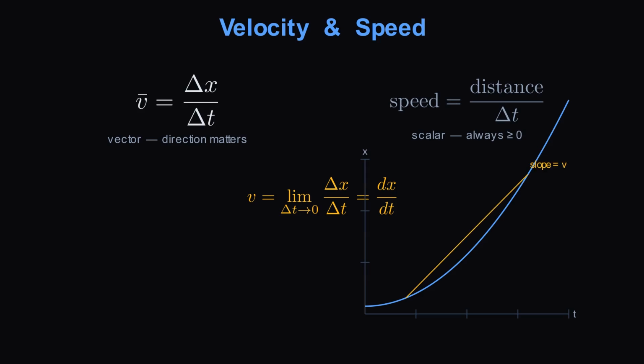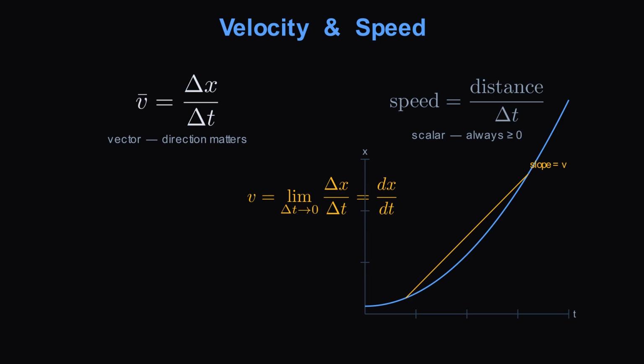On a position versus time graph, this derivative has a clear geometric meaning. It is the slope of the tangent line to the curve at that point. If the position-time graph is a straight line, the velocity is constant. The slope is the same everywhere. If the curve is steeper, the velocity is higher. If the curve bends back down, the object is moving in the negative direction.